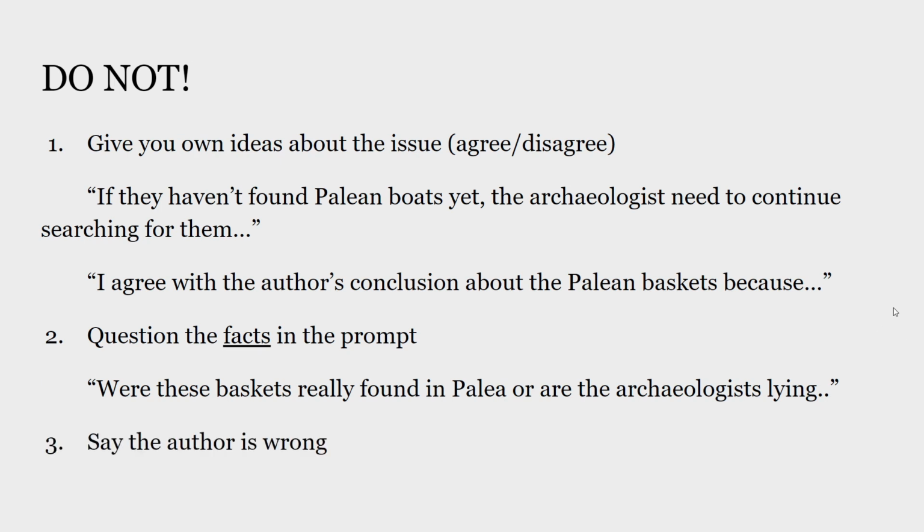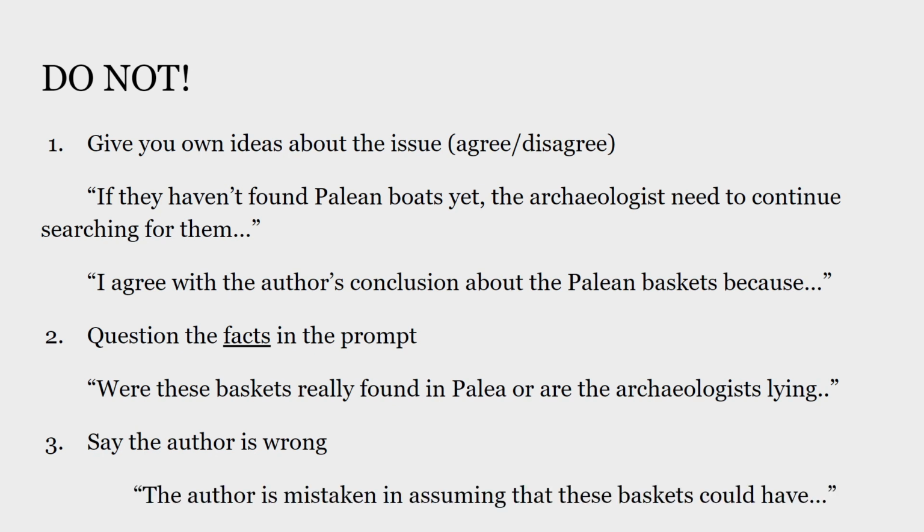And lastly, you never actually want to come out and say the author is wrong, right? So you wouldn't want to say something like the author is mistaken in assuming that these baskets could have arisen in Lithos or whatever. And the reason is because even though we're being told to play devil's advocate and come up with all the reasons the author might be wrong, we still want to leave room for the author to be entirely correct in everything that they have assumed, right? So at the end of your essay, it's not that you have persuaded the reader that the author is incorrect. It's that you have persuaded the reader that the author has done an incomplete job in justifying their conclusion.